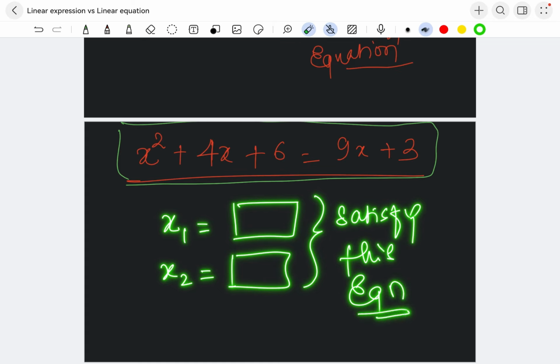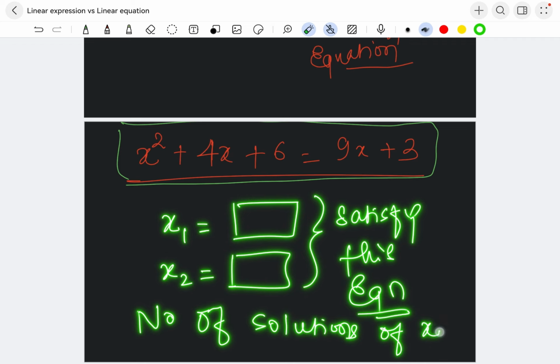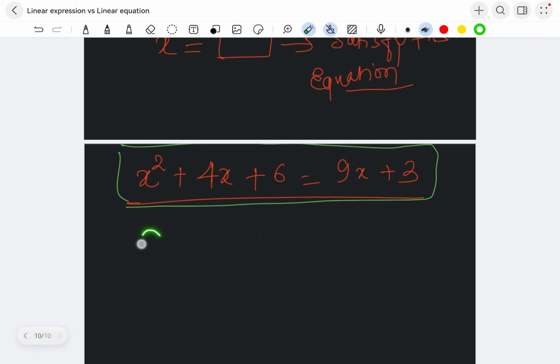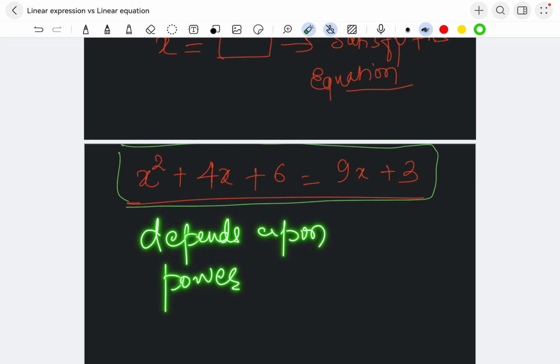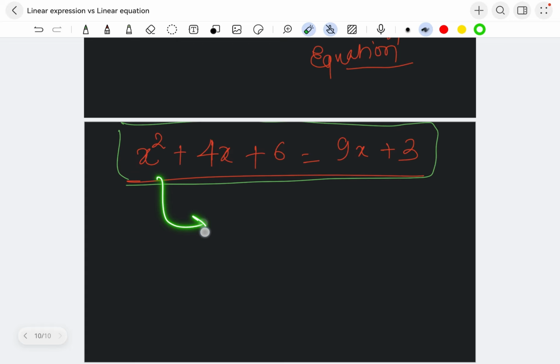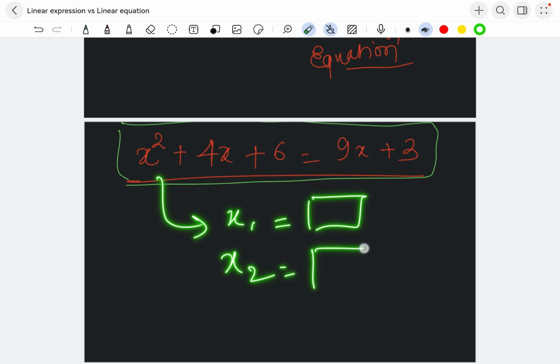Hence you can see the number of solutions of x depends upon what? It depends upon the power. Which power? The highest power of x. Hence here there will be two values of x which can satisfy this equation.